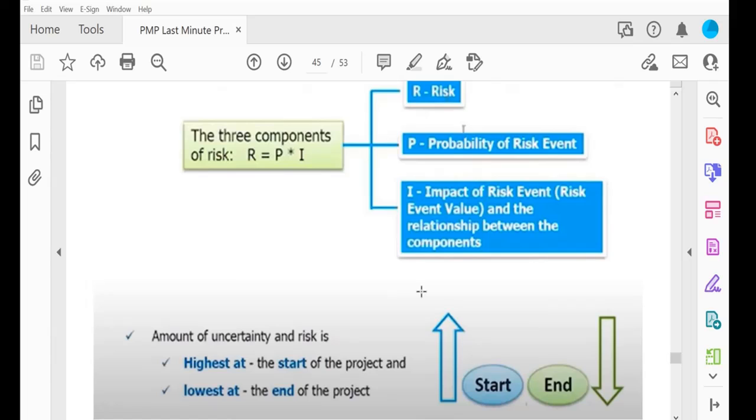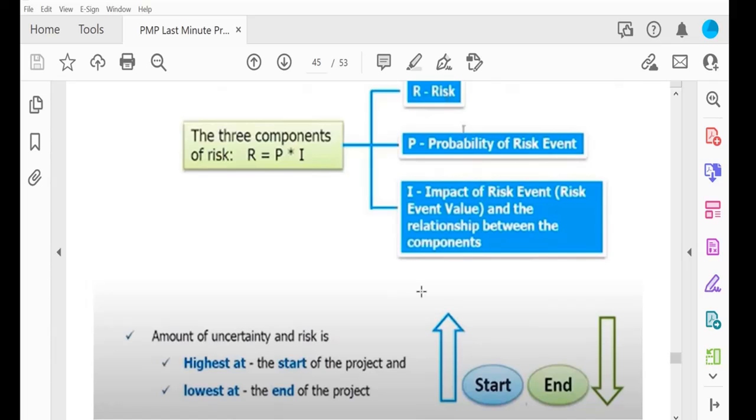So some risks have a very high impact value, but the probability is zero or something very small. But some risks have a high probability and low impact. For example, if I say, how can I say that? A low impact project.